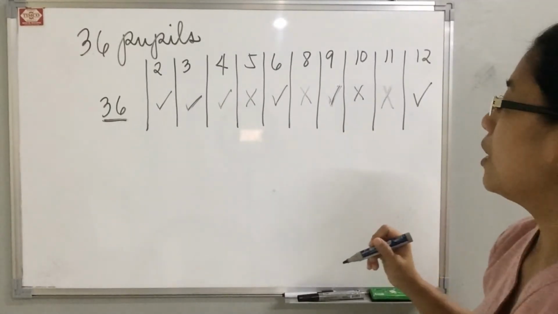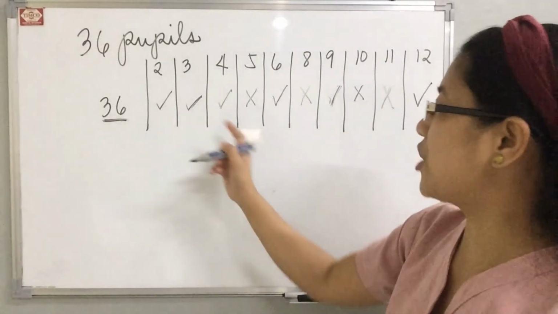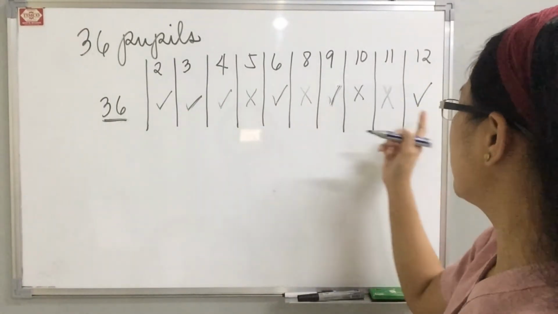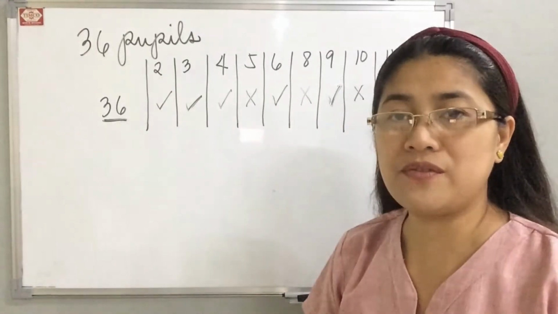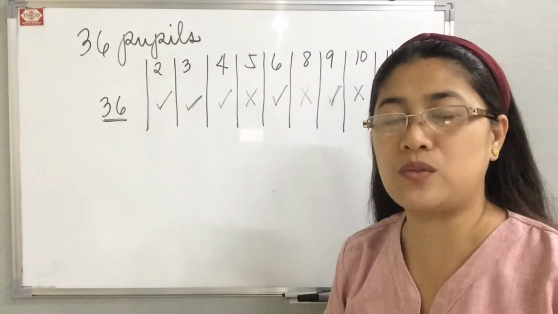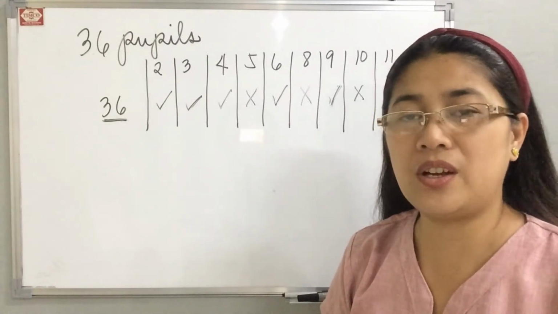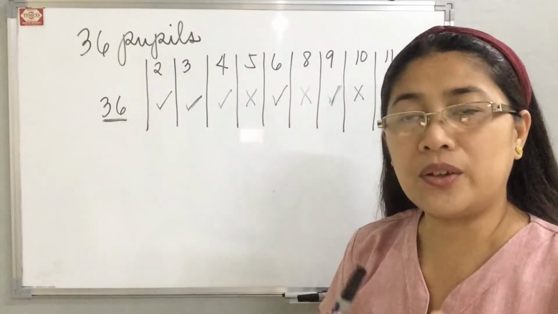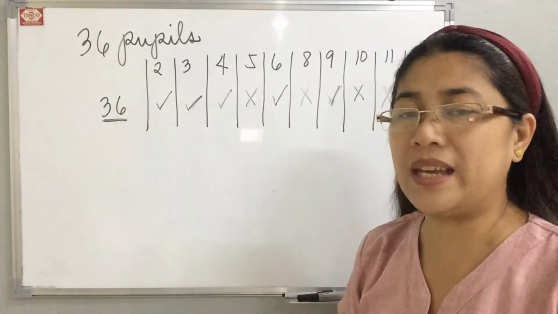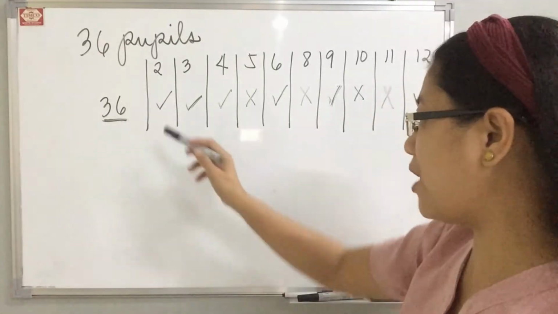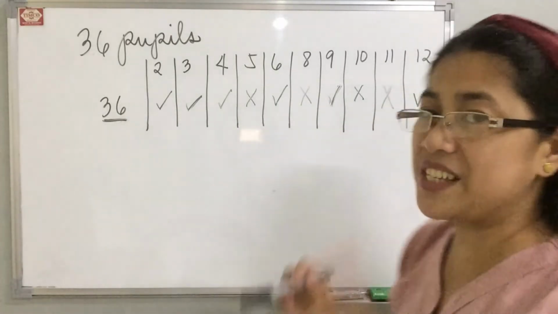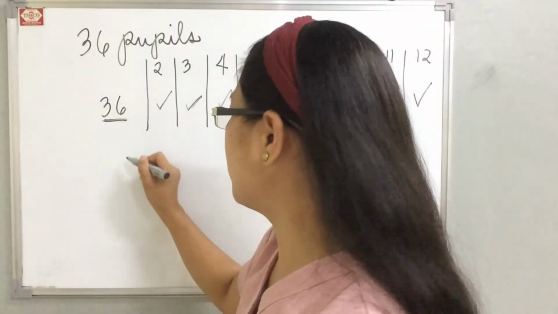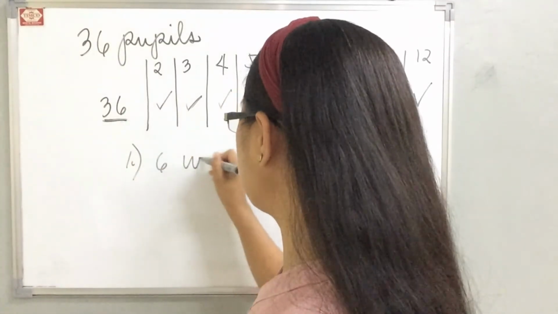Okay, now let's count the number of checks. So we have 1, 2, 3, 4, 5, 6. The total number of checks that we have represents the number of ways on how Mr. Pascual can split up the class. So there are 1, 2, 3, 4, 5, 6 ways. So we have already answered the first question. There are 6 ways.